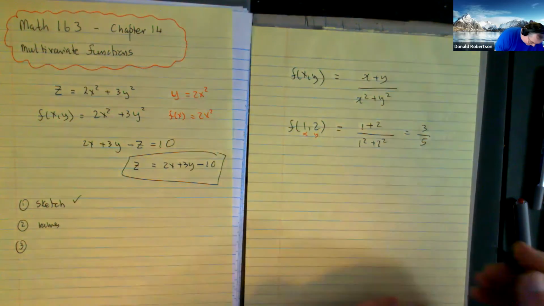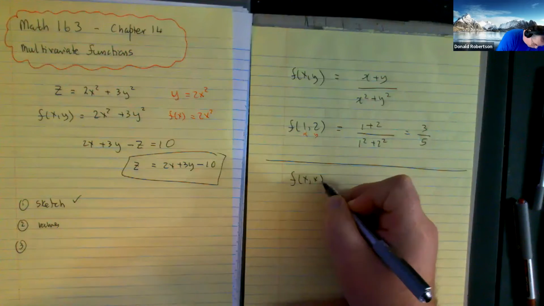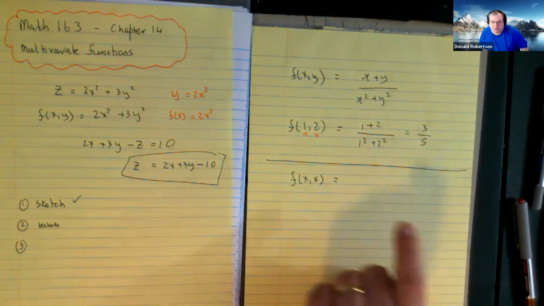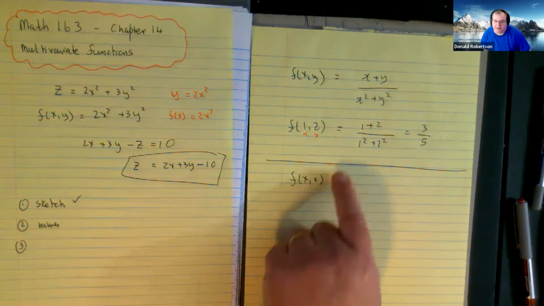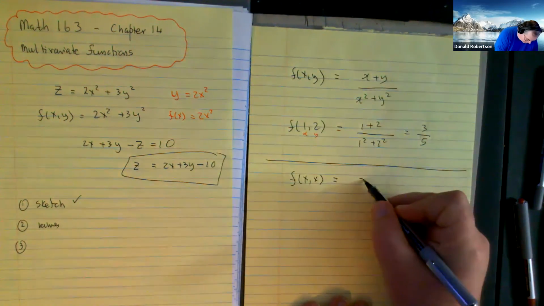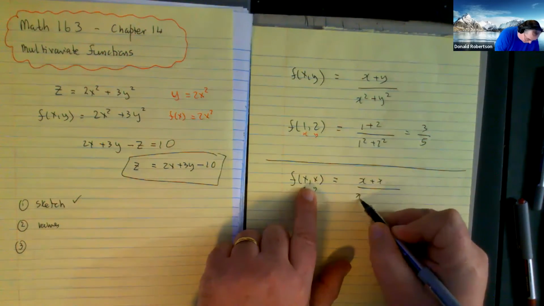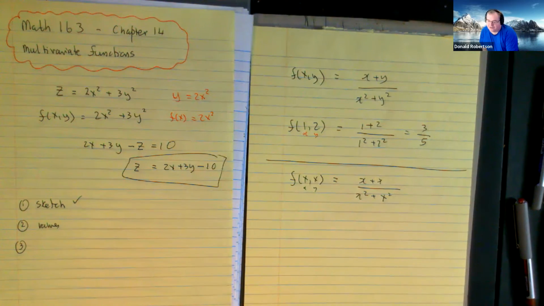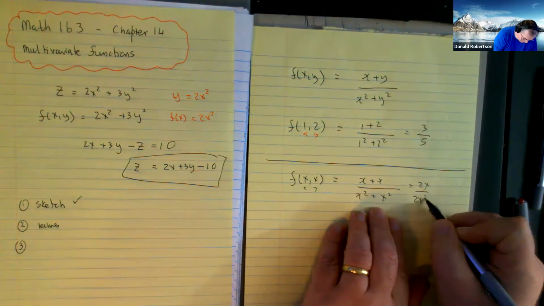If they make life weird for you, and they say, what would f of x comma x look like? Now think substitution. The first guy is x, and the second guy is y. So x plus y would become x plus x, and on the bottom it would be x squared plus x squared. Are you happy about substituting the second guy, the y, with an x? Really, and then you tidy it up, and then you do style points.